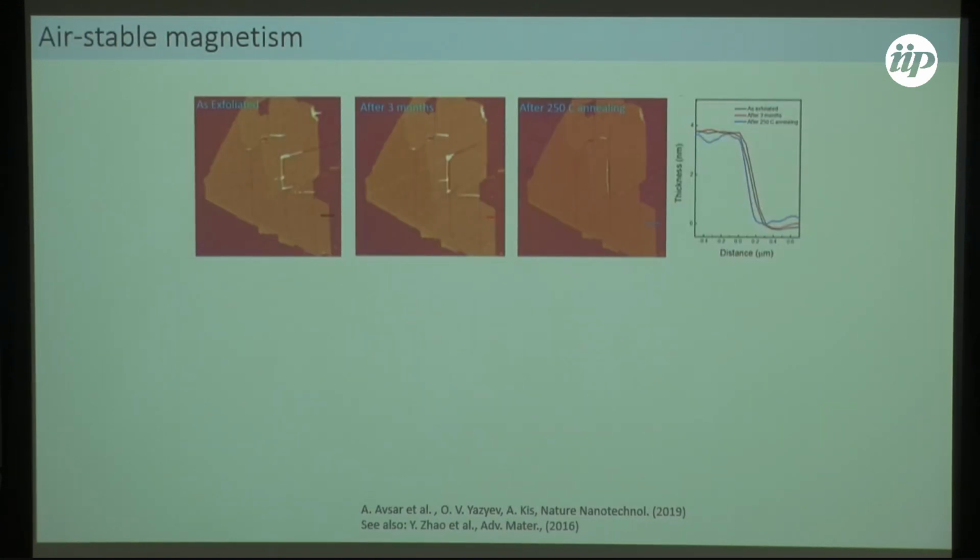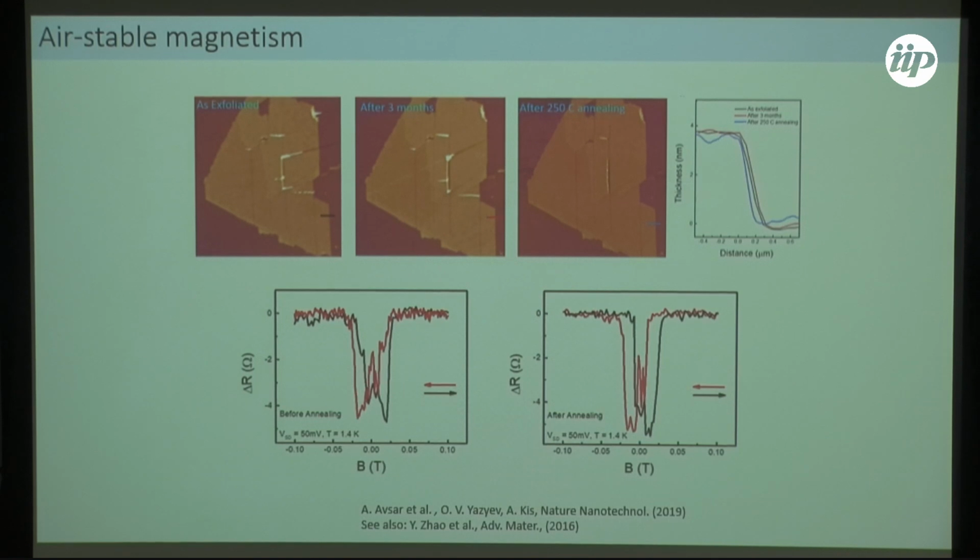I told you that the crystal looks quite air-stable. Nothing happens based on Raman and AFM. Here, for instance, this is as exfoliated, and this is after 3 months. We kept it in a glove box, but it was 3 months later. Then we took the sample out and annealed it at 250 degrees. You can see that there is no degradation of the material. If you measure the sample before and after annealing at 250 degrees, we were getting an identical magneto-transport response, which suggests that the magnetism is quite stable in this structure.